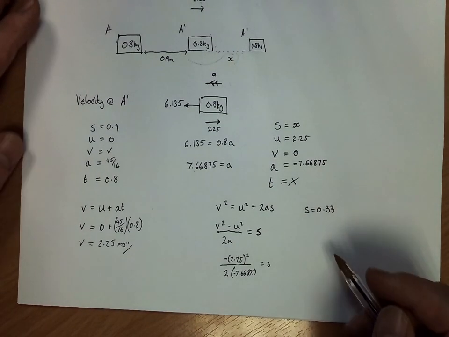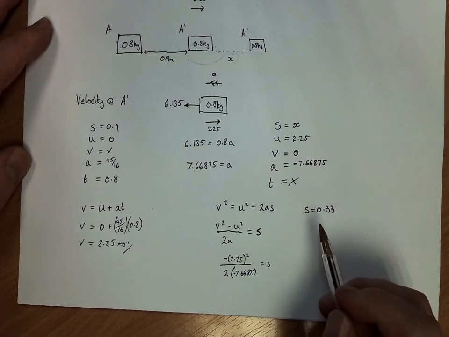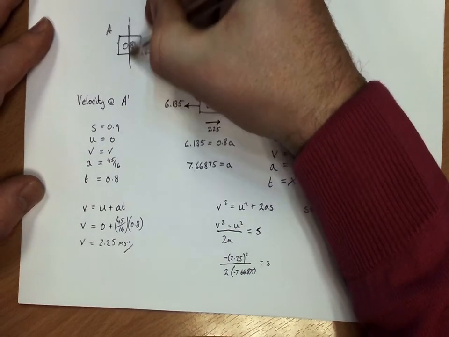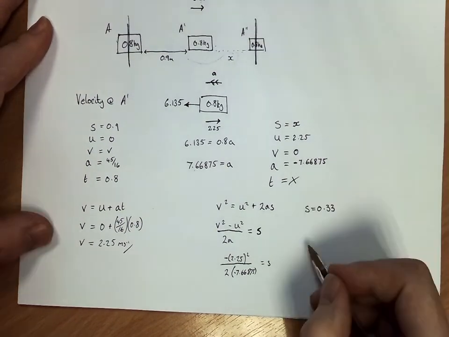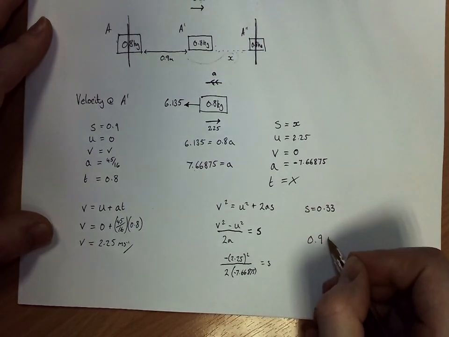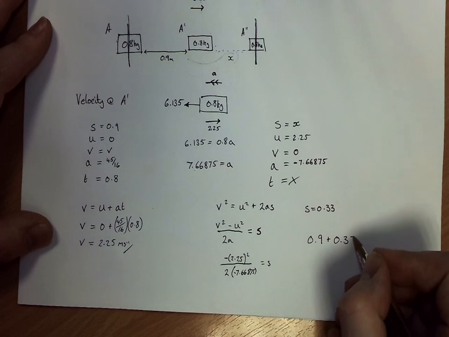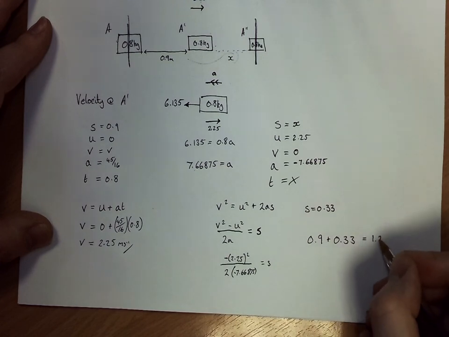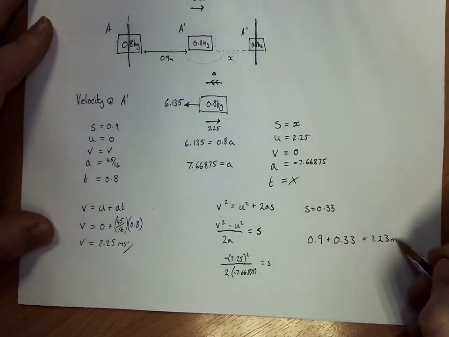You need to be really careful here because the question asked for the total distance, so it wanted to know the distance from here all the way to here. So last but not least, we need to add 0.9 plus 0.33, which gives me a final answer of 1.23 metres. That's the question complete.